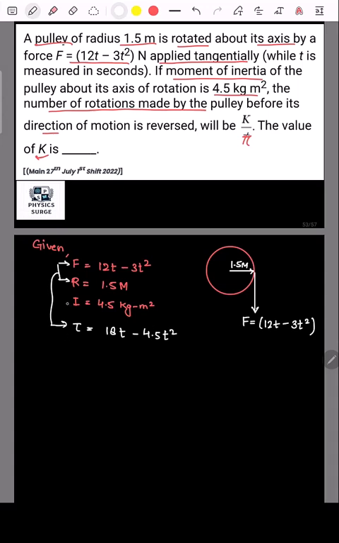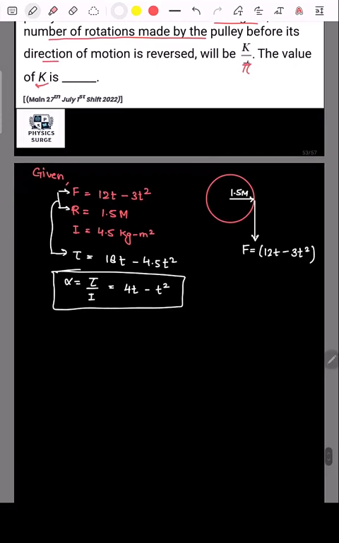Moment of inertia is given as 4.5 kg meter square, hence we can write alpha equal to torque upon moment of inertia. Dividing the torque equation with the moment of inertia, we can write 4t minus t square. Alright, so this is the expression of alpha, that is the angular acceleration of the pulley. Alpha can be written as d omega by dt.